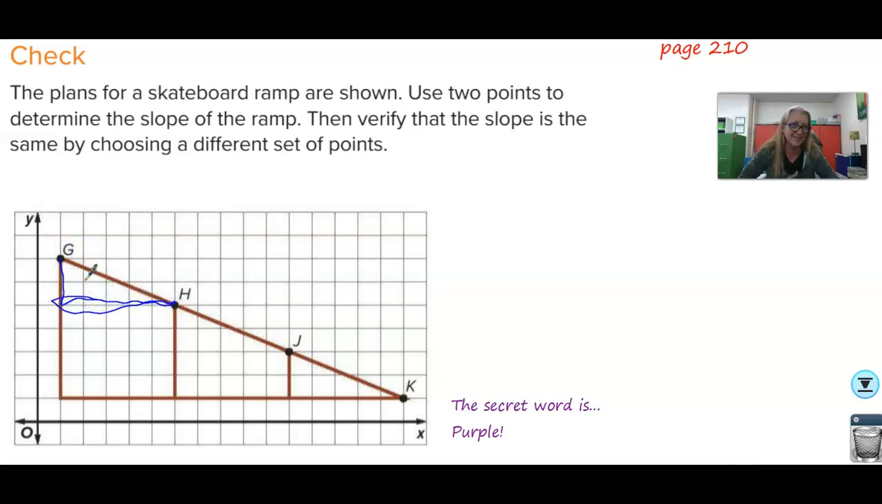Oh, that's a terrible line. Oh, that's so bad. I bet I can do better. Let me see if I can do better. Try really hard to be super careful. Oh, it's a little crooked.